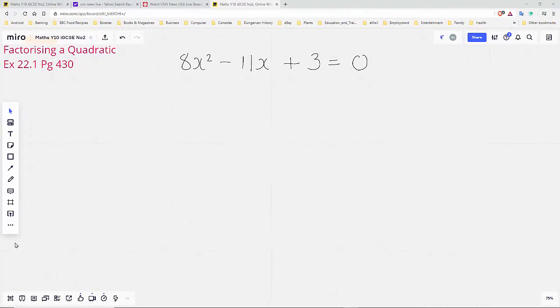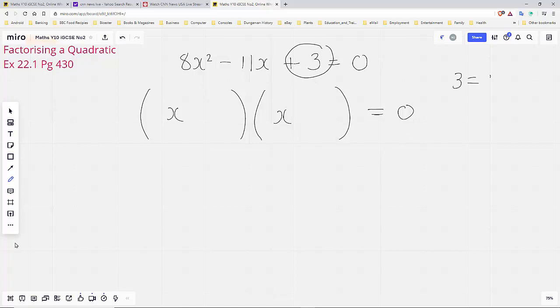Well, let's look at a solution then. We're going to put down our two brackets again. We'll put in our x and our x because we're going to get x squared. And the first thing we're going to do is tackle the easy bit, which is this number here, 3, which tells us that if we've got 3, it must be 1 times 3. So we've got to have a 1 in there and a 3 there to generate that 3.